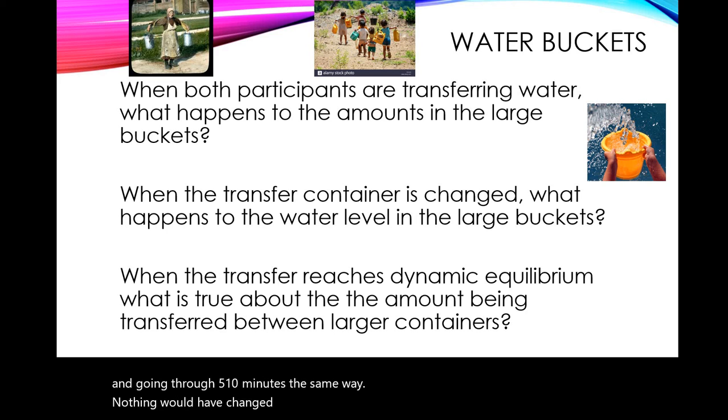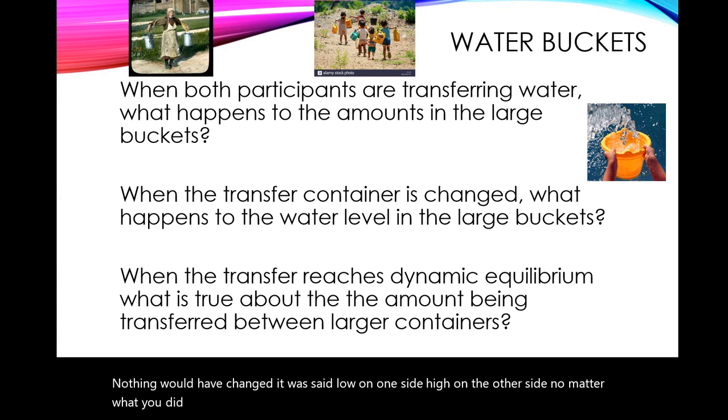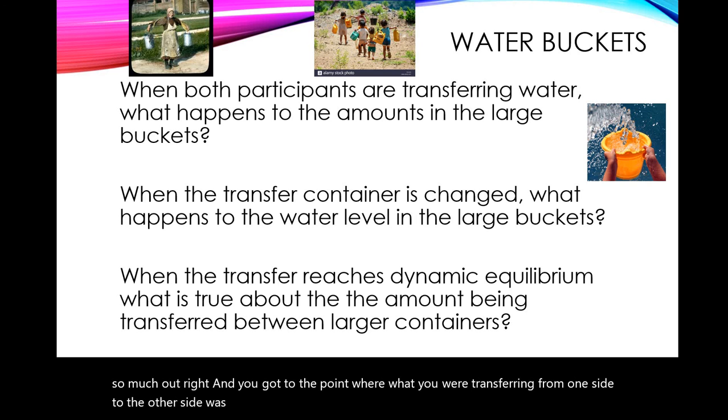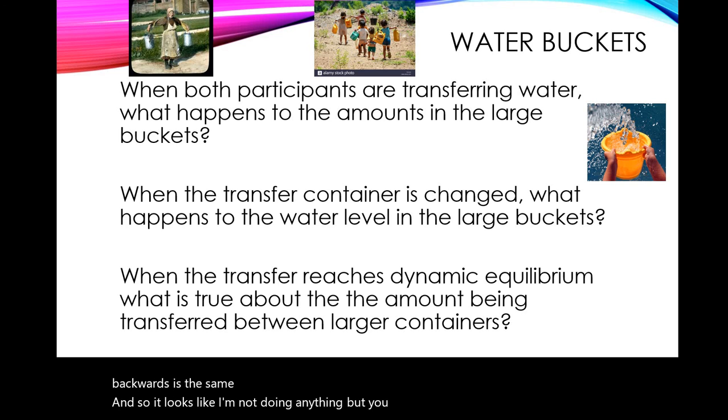It would stay low on one side, high on the other side, no matter what you did, because the little beaker could only put so much in, and the big beaker could only grab so much out, right? And you got to the point where what you were transferring from the one side to the other side was exactly the same. And that's what equilibrium is, when what's going forward and what's going backwards is the same. And so it looks like I'm not doing anything, but you were actively moving stuff, right?